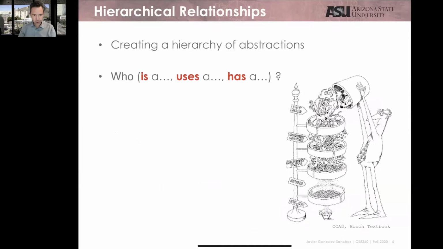The next thing that I do is I need to connect my class with others. Now, connecting my class with others, something that we already reviewed and you are experts in: you can use the relationship is a, inheritance. You can use uses a, or you can use composition, aggregation, has a.